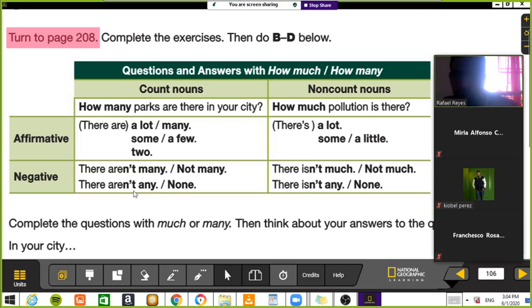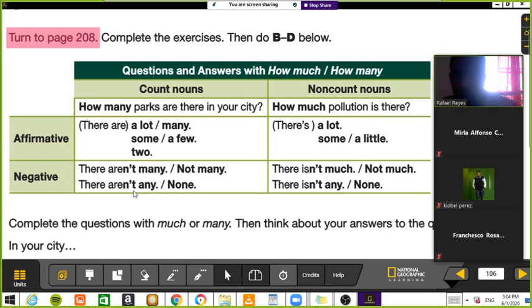Now on the negative side, we have there aren't many. That means that the quantity is not that much. The quantity is not a large quantity, but you don't remember the exact number at the time that you are speaking. The same thing with not many. When you say not many, it's more than one. It could be a lot, but you don't remember at that time exactly the number that you had.